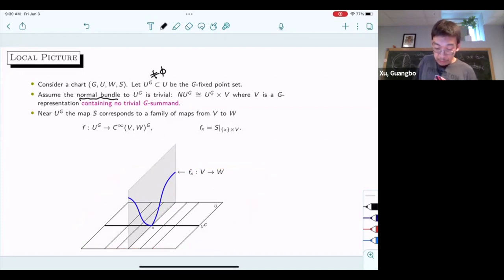So I draw this picture here. This horizontal plane represents this space U, this manifold U. Then inside there is the fixed point locus U^G. So let's assume that locally the fiber of the normal bundle is a representation space V, and this normal bundle is trivial. So then locally you can identify the tubular neighborhood of this fixed point locus with the total space of the normal bundle, which is just U^G times the fiber V.